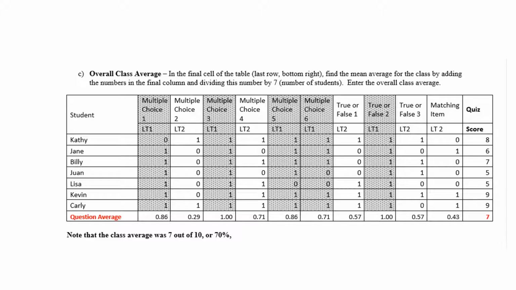For the overall class average, that's that red number 7 in the bottom right corner. All we did is we added the students' scores together to get a total and divided that by 7 students. And you can see that the number was 7. So the overall class average score was 7 out of 10, or 70%.